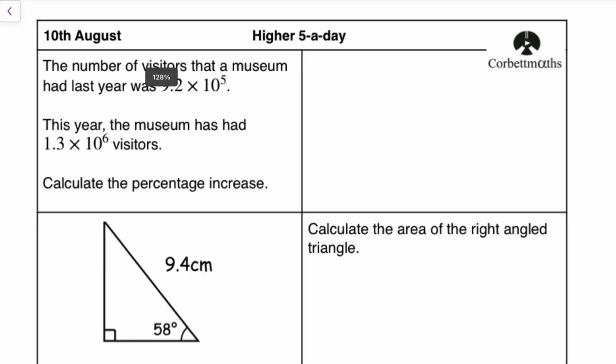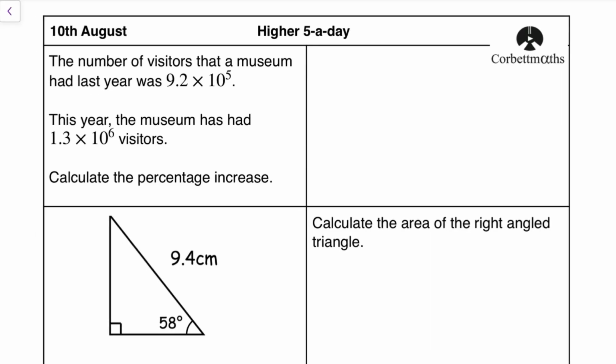High five a day. I'm going to go straight to the first question. First question says the number of visitors. It's a standard form question, is it? So the number of visitors that a museum had last year was this number here. This year the museum had this many visitors. So obviously a higher number because it's 10 to the 6. Calculate the percentage increase. So this is clever.